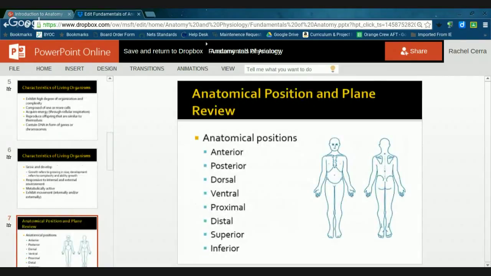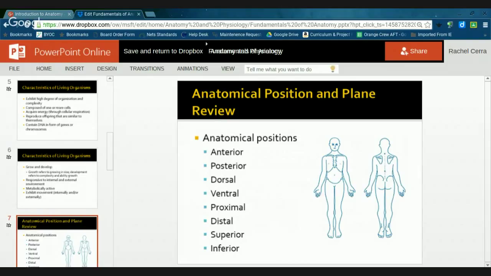Okay, so we've got a couple of anatomical positions that I want to go over. These are referenced mostly in the medical community, just so people have a common language instead of saying something's above it or behind it. So we use these anatomical positions to kind of clarify it a little bit more.